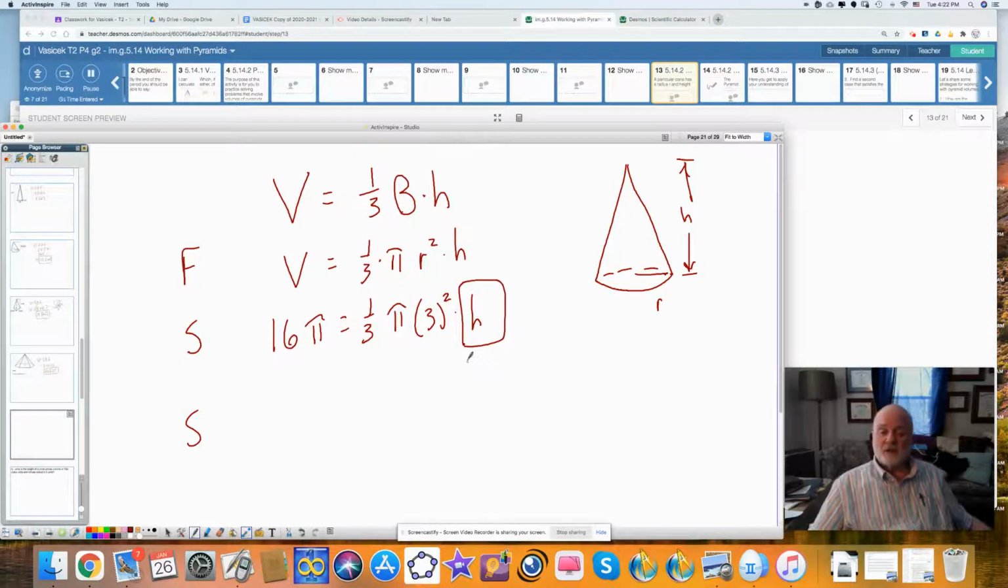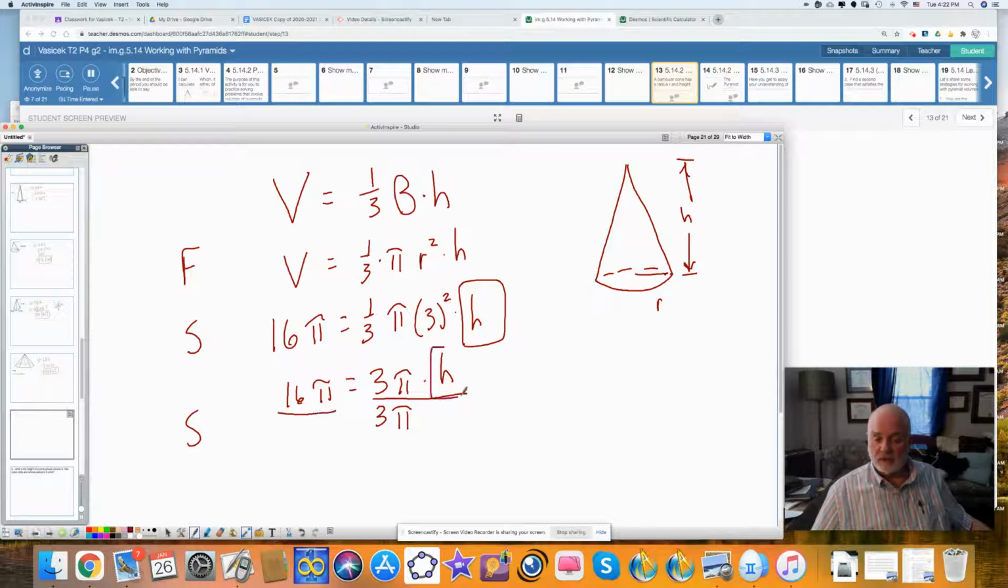So I'll do the inverse operation. First of all, 1/3 times 3 squared is going to be 3. So I have 16 pi is equal to 3 pi times h. Now I'm going to divide both sides by 3 pi in order to get this h by itself. So I divide by 3 pi, and I end up with 16/3 is going to be, in units, my height. That's my answer.